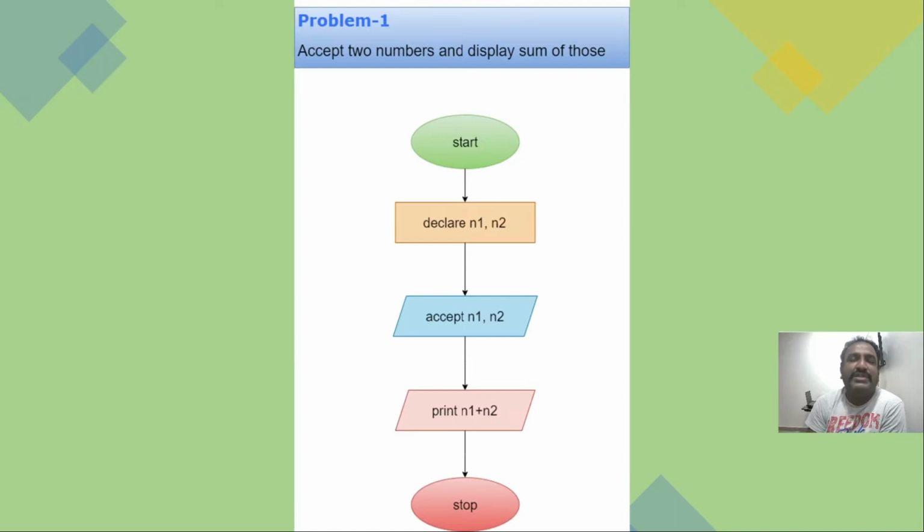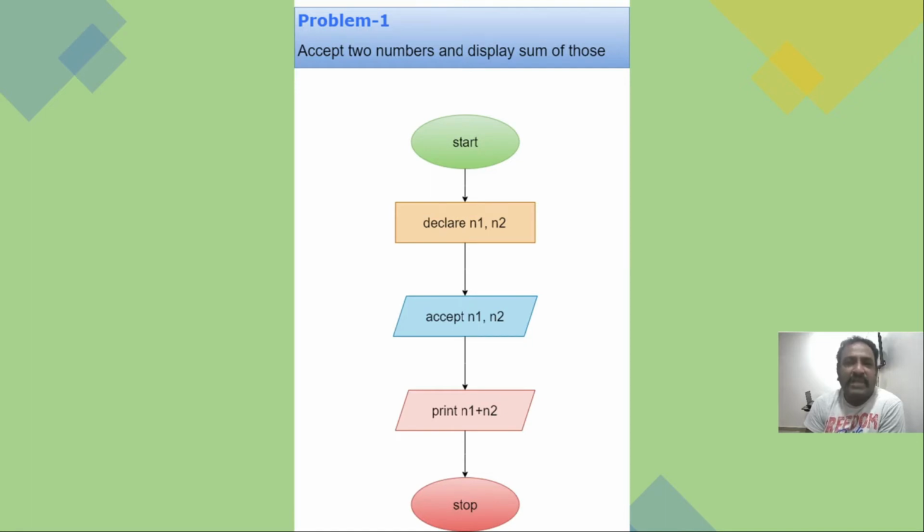My assumption is n1 is the first number and n2 is the second number. You can take the variable names anything, like a and b or x and y. But while working with more variables, it's not possible to identify which variable stores which value. That's why I give proper names.